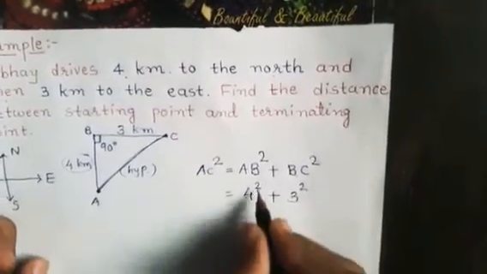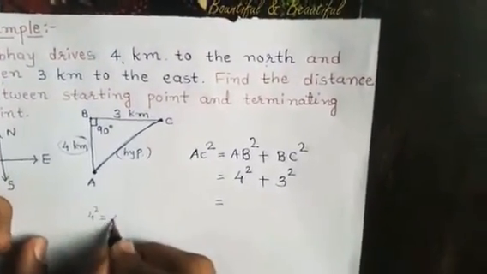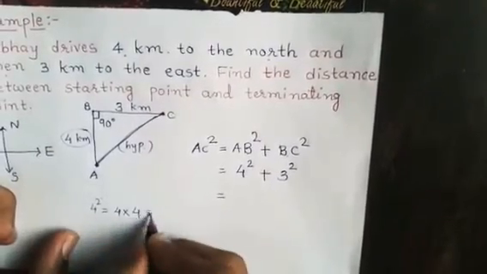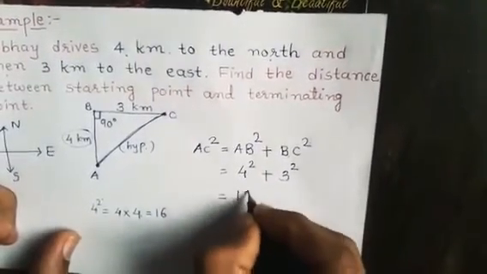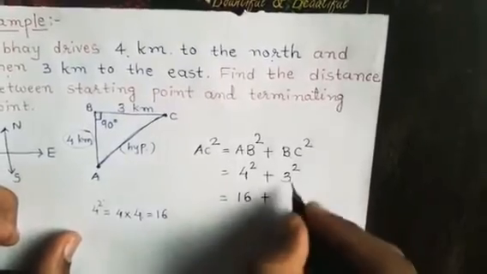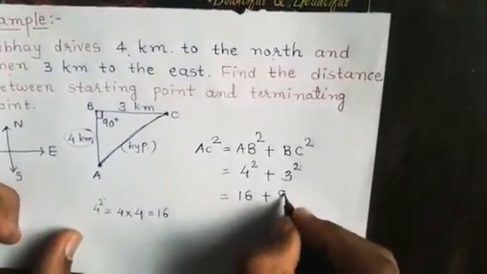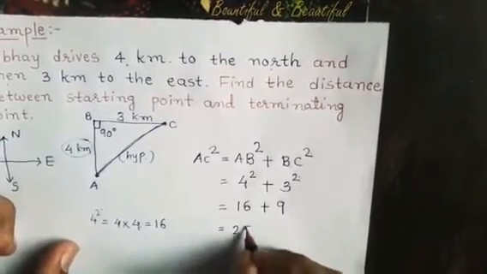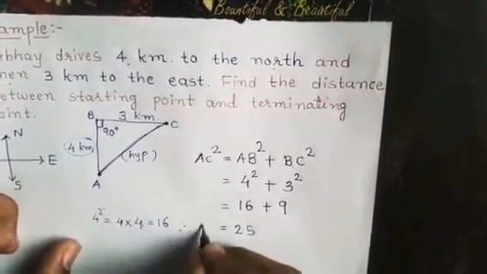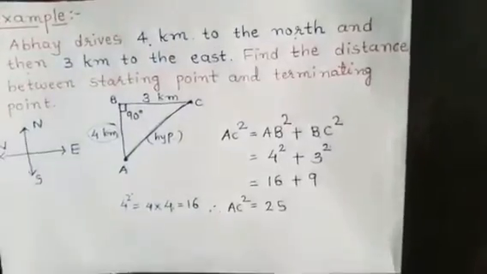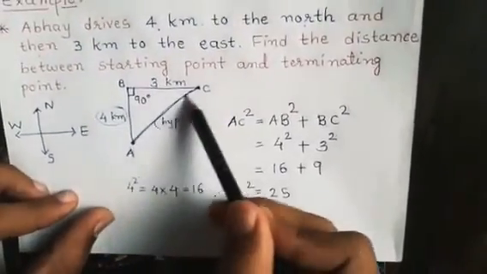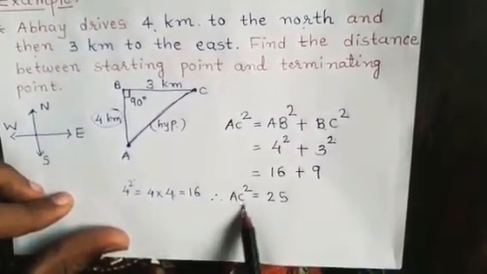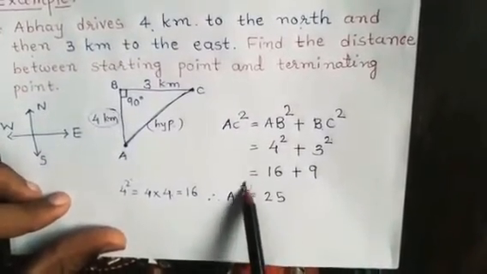Now as you all know, 4 square means 4 multiplied by 4. 4 multiplied with itself is called 4 square, so 4 fours are 16. So in place of 4 square we will write 16. Same way 3 square is 3 threes are 9. Now if you add 16 and 9, the answer is 25, that is AC square. But what we have to find is the distance between points A and C, which is AC. It is not AC square. So we have to remove this square from here.